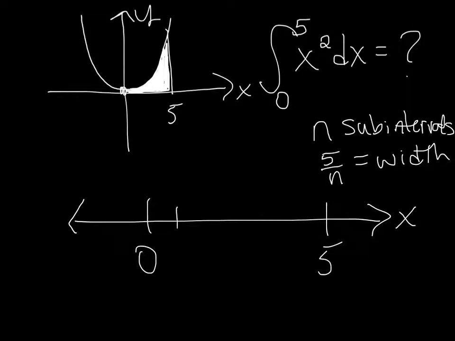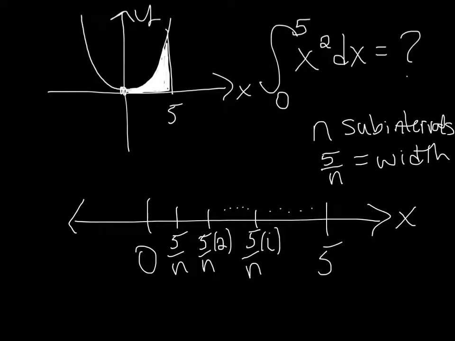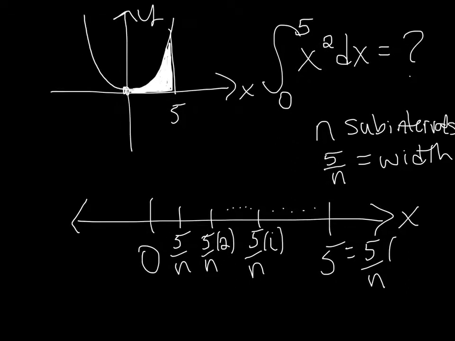So our first subinterval here is at 5 over n. The second one is at 5 over n times 2. Then we have 5 over n times 3, 5 over n times 4, 5 over n times 5, 5 over n times, let's call it i, all the way up to the very last one, which is 5 over n times n.